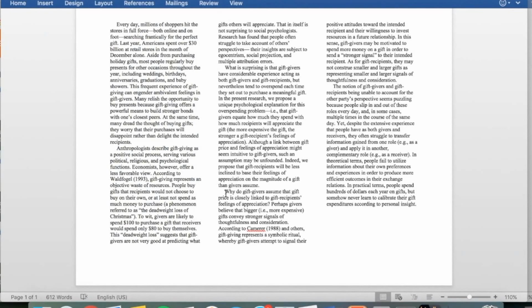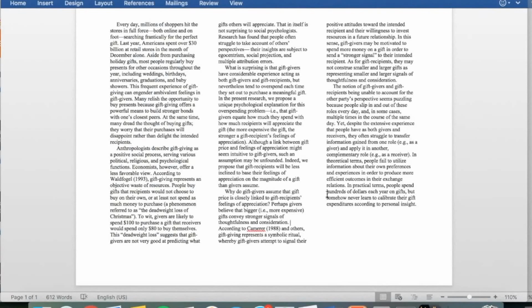So let's look here. Why do gift givers make this assumption about appreciation and all that? Well, they're saying perhaps they believe that bigger gifts convey stronger signals of thoughtfulness, etc. And so that's kind of introducing an argument. Well, perhaps this is the reason. And then it kind of leaves off there. And that's the end of that sentence.